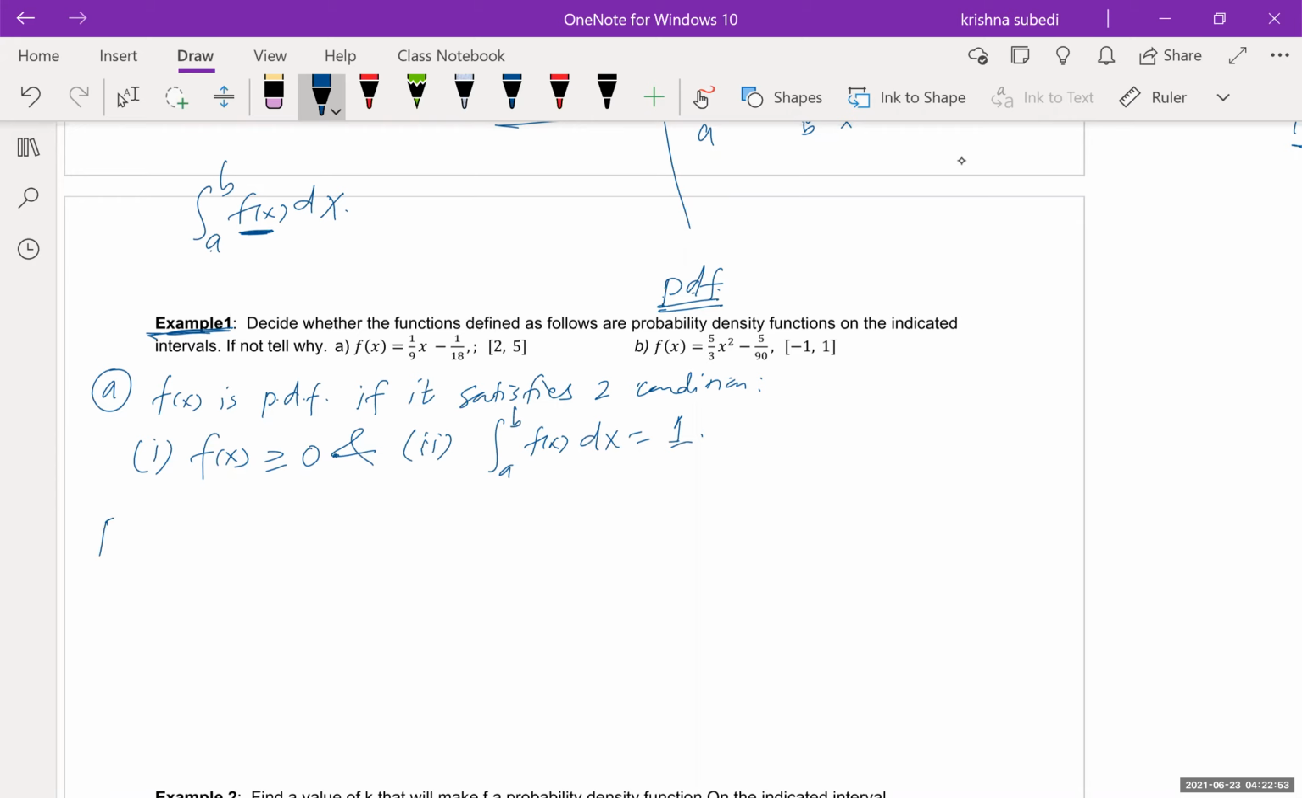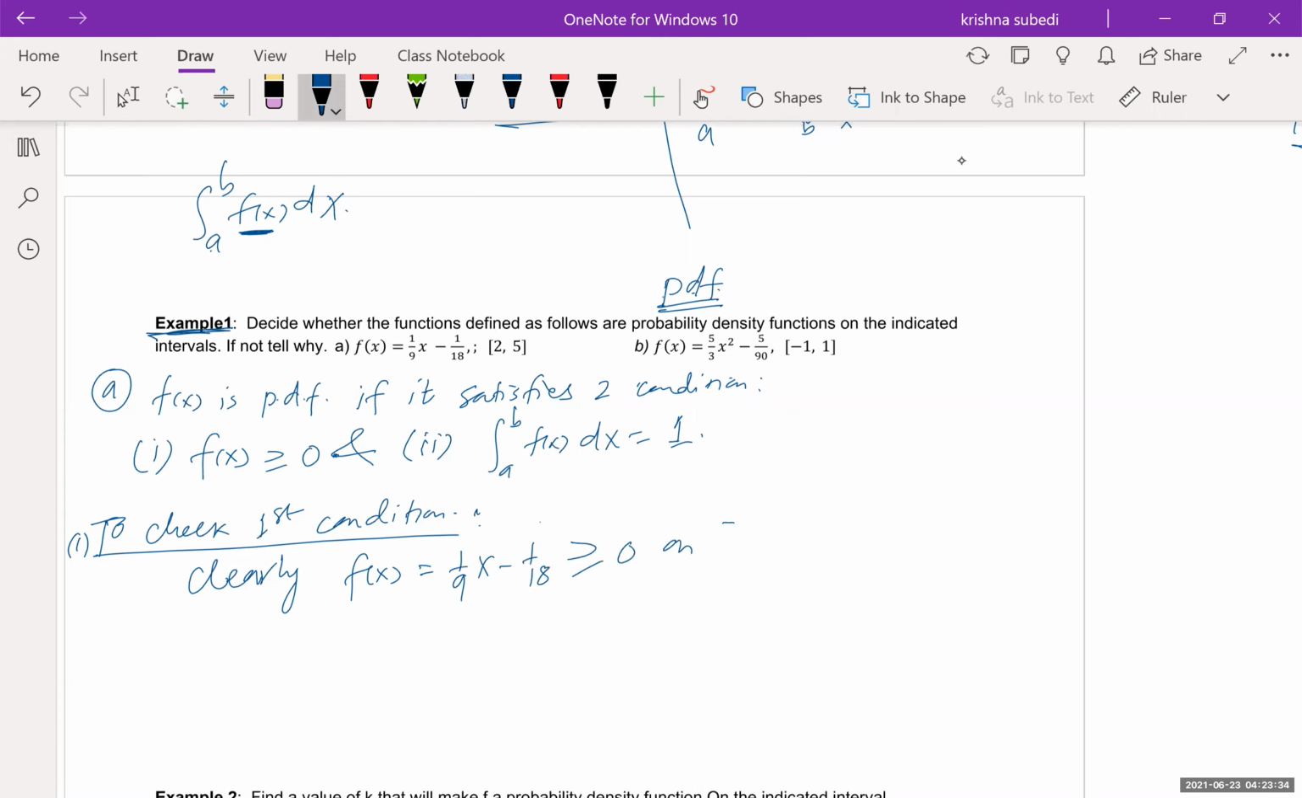So first, to check the first condition, you see clearly f of x is non-negative on the interval 2 to 5, right?